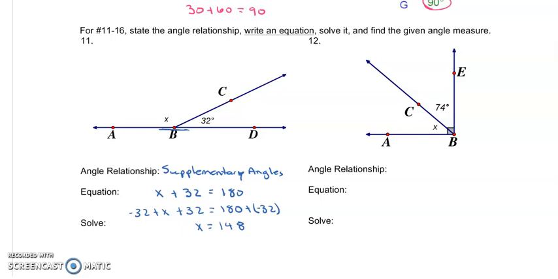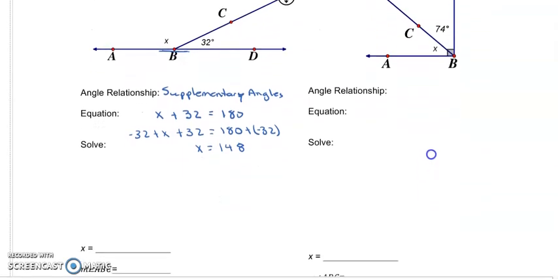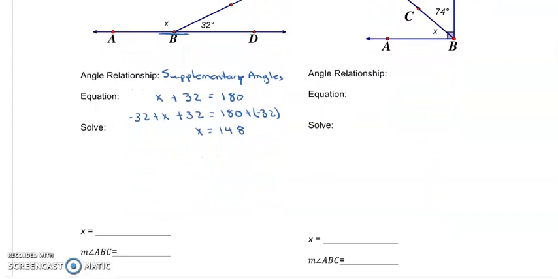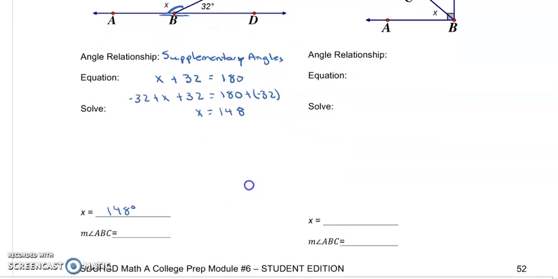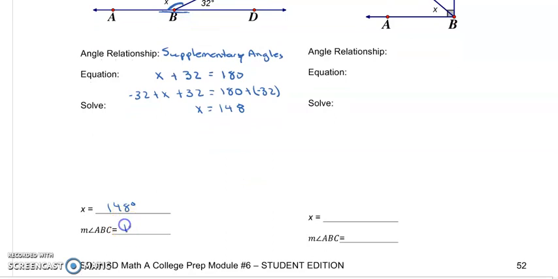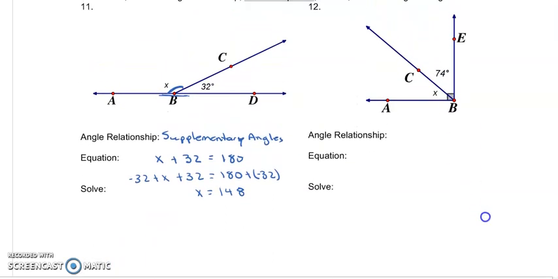All right, so when we solve this, we get x equals 148 degrees. But now we have to answer the questions that are being asked. It asks us, what is x? So there's my 148 degrees. And then it says, what is the measurement of angle ABC? So angle ABC, they're talking about this measure right here, happens to be the same as x, so I'm going to put 148 degrees.